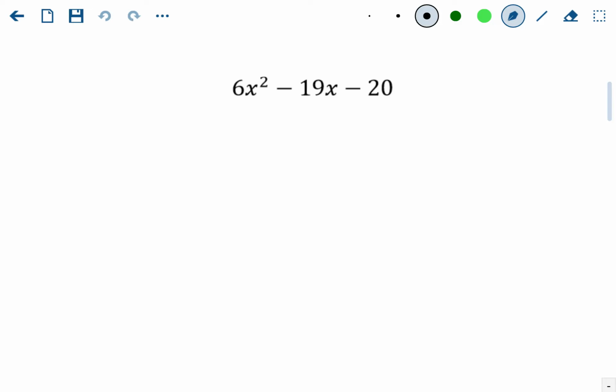Okay, so we got another factoring here, factoring a quadratic trinomial, and the number in front of x squared is not 1. So there's a couple methods to do it. This one I'm just going to do a guess and check, kind of brute force, just try a bunch of different things and see what works. We know it's going to factor into two binomials, so we can go ahead and put our two binomials in.